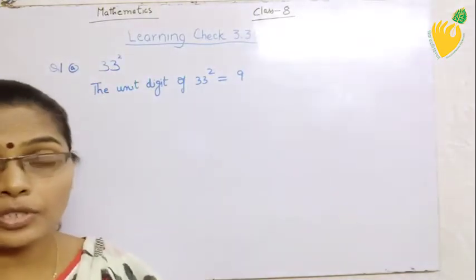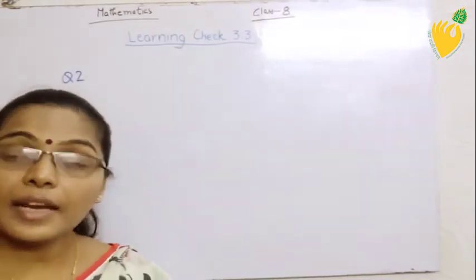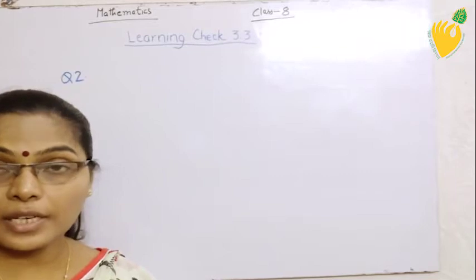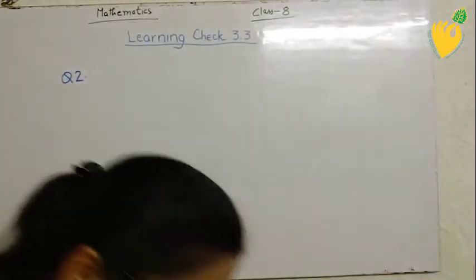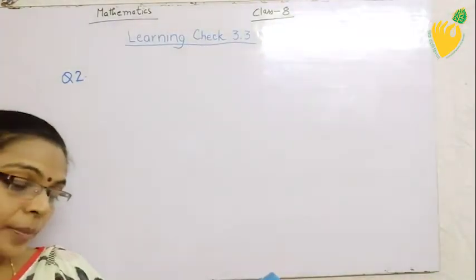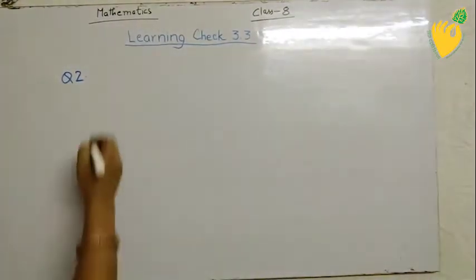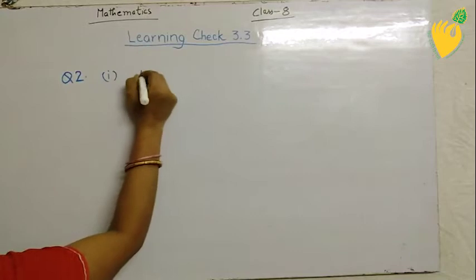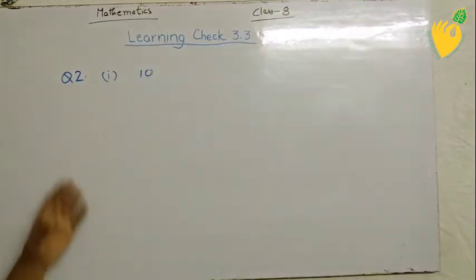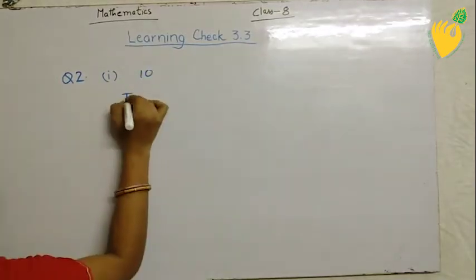Let's see another question, that is question number 2. Let's see another question of this Learning Check, students. That is, find Pythagorean triplets with the smallest number as 10. What is the next question? You have to find the Pythagorean triplet. What is it, students?